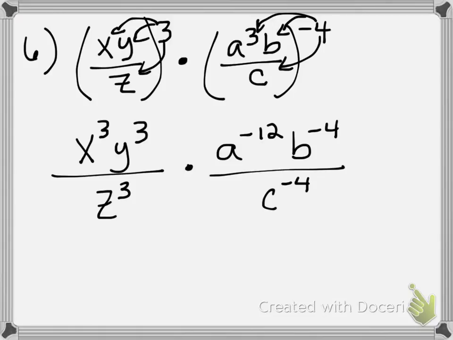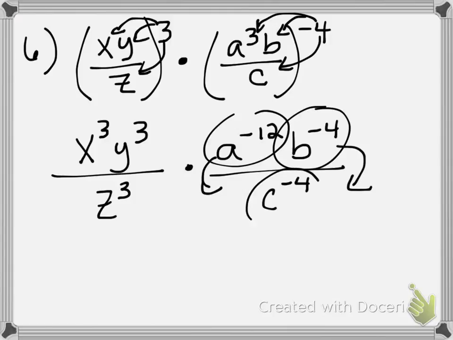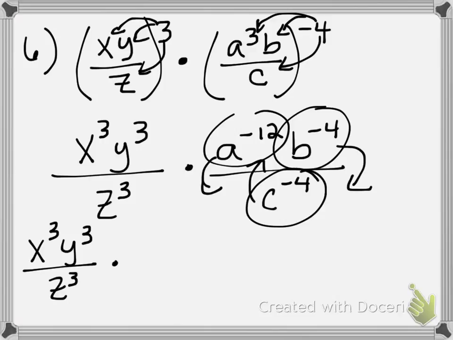So what I'm going to have to do is take care of these negatives. So this is negative, so it has to go down. This is negative, so that has to go down. And that's negative, so it has to go up. So now I'm going to have x to the third, y to the third, z to the third, times c to the 4th, all over a to the 12th, b to the 4th. Okay, so nothing too terribly crazy.